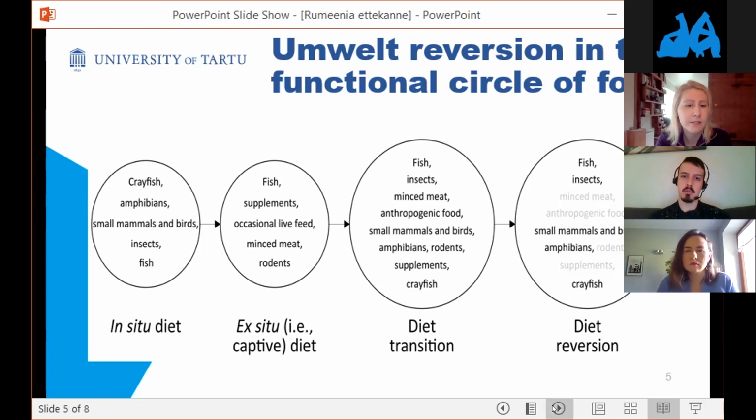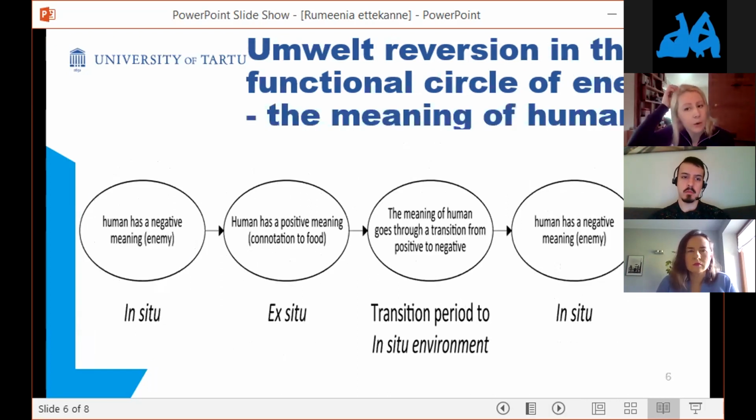I have a similar analysis with the functional circle of enemy, where I look at the relations between humans and minks. And here the object of the functional circle, that is human, stays the same, but the meaning carrier changes. But I don't think I have much time to go into it.